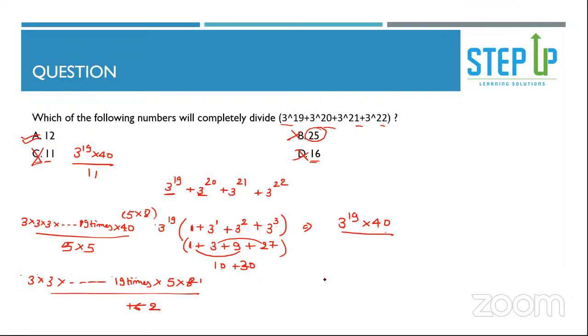Now you see how it is happening. 3 into 3 into 3, how many times? 19 times, into 5 into 8. And 12 can be written as 3 into 4. So one 3 will get cancelled out of these 19 times, and 4, 1, 4, 2, 8. So your answer is what? 12. Okay.